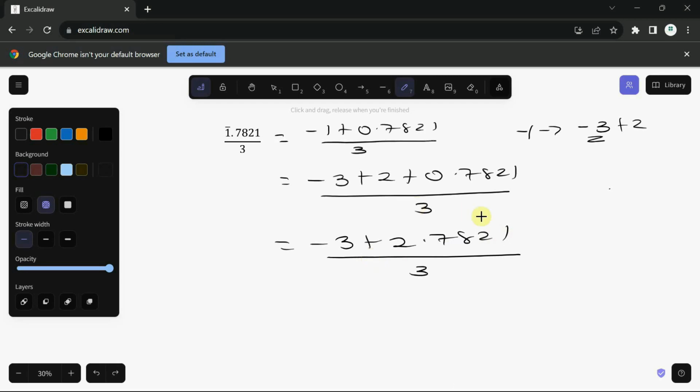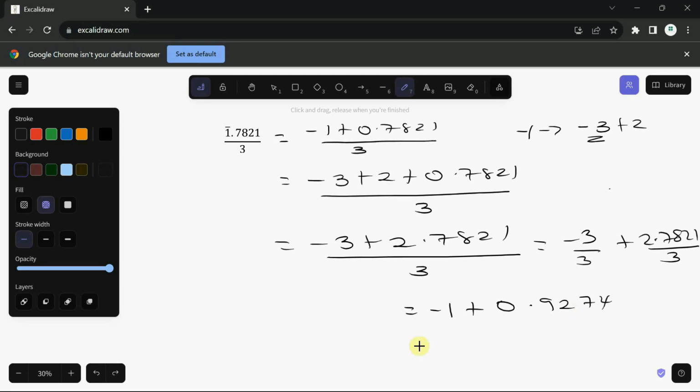Great. I can now, of course, say minus 3 divided by 3 plus 2.7821 divided by 3, right? I mean, this is basic. So we can now split it apart and say minus 3 divided by 3, that will be minus 1, plus 2.7821 divided by 3. You can use a calculator for that. So 2.7821 divided by 3, I press my calculator, and this gave me 0.9274.